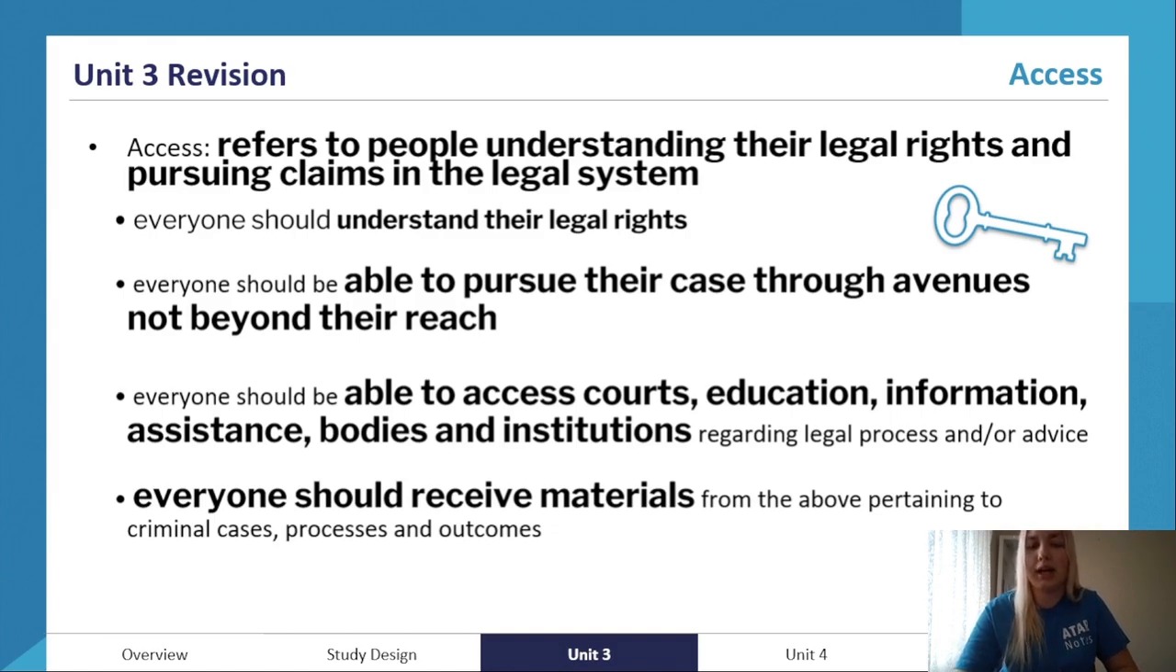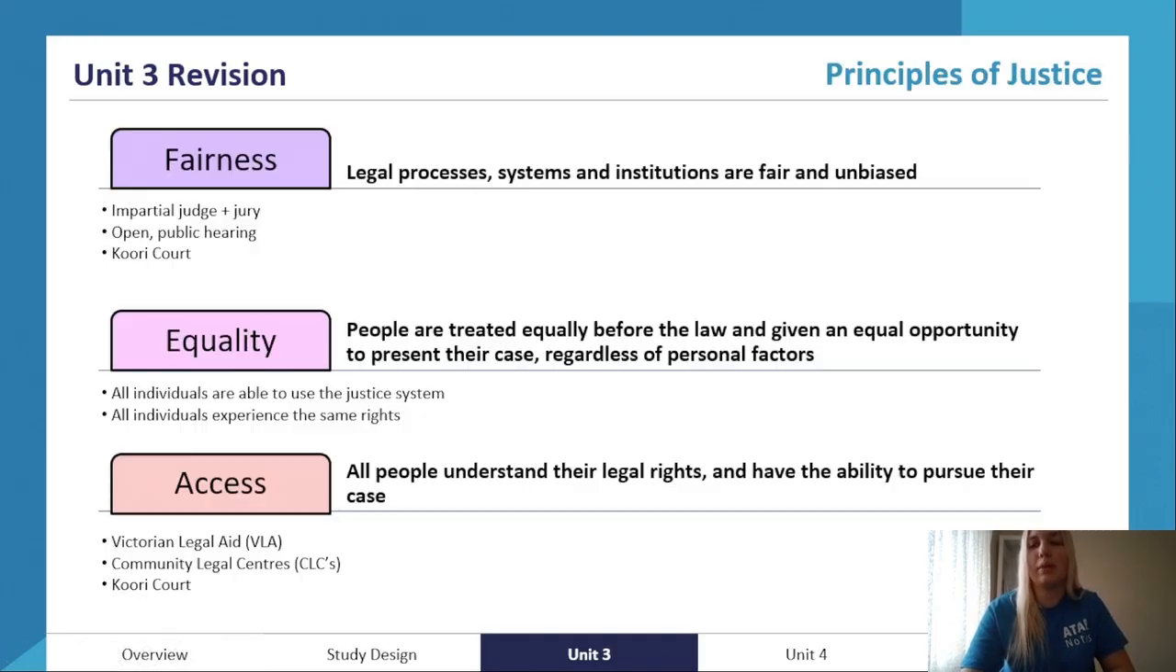It's affordable enough for most people. This also considers that everyone should be able to access information, bodies, institutions, things like VCAT, community legal centers for information and advice. And everyone receives materials pertaining to criminal cases, processes, and outcomes, including that sharing of evidence that we talked about between parties.